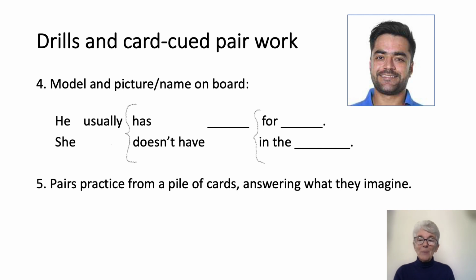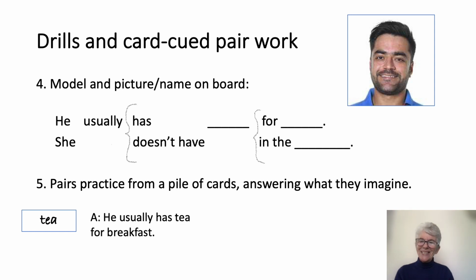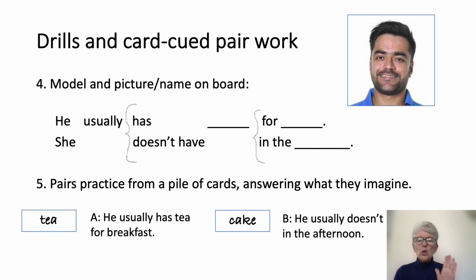Again, pairs have a pile of cards. The cards are face down in a pile to make it more like a game, and they use those for practice. For example, student A picks the card tea. I wonder, the student imagines. He usually has tea for breakfast. Now it's B's turn. He picks up cake from the pile. Again, they use their imagination. He usually doesn't have cake in the afternoon.